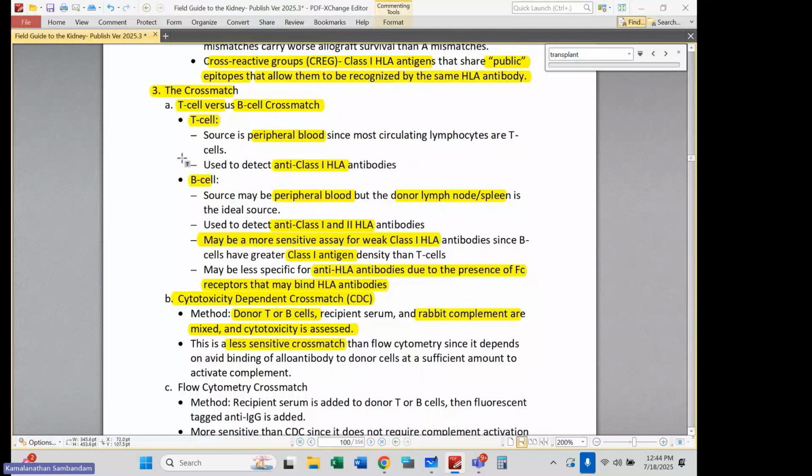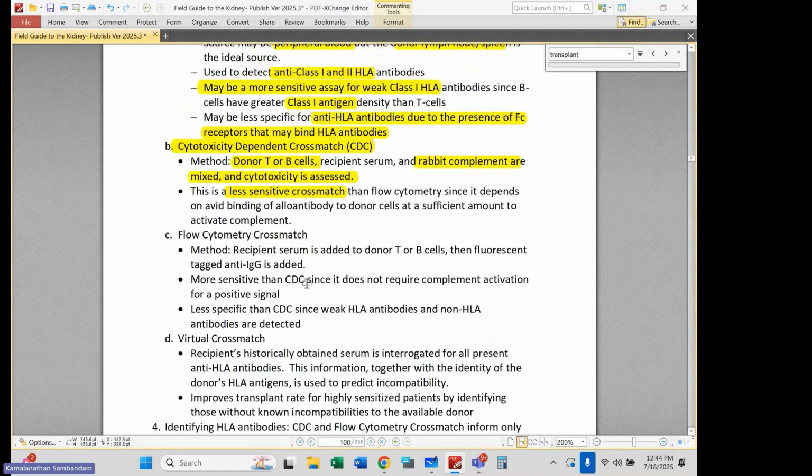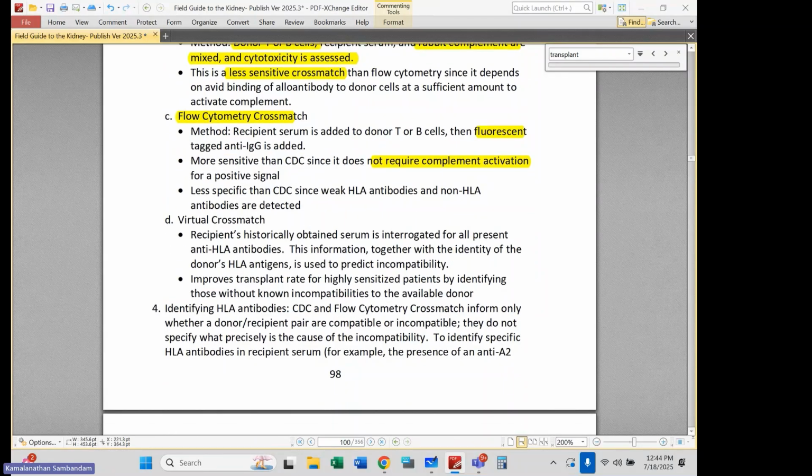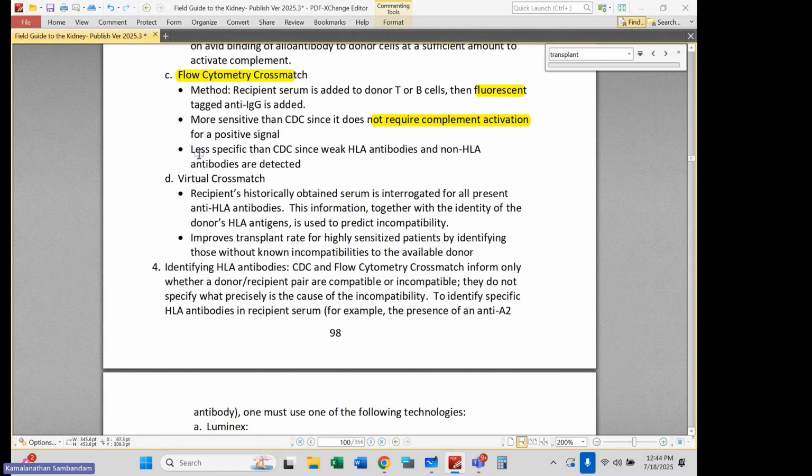So here I gave you the background of the difference between T and B cells. I've discussed the cytotoxicity crossmatch, and the flow cytometry crossmatch does not require complement activation. It uses a fluorescent tag and a flow cytometer in order to look for a positive signal, and is less specific but more sensitive.